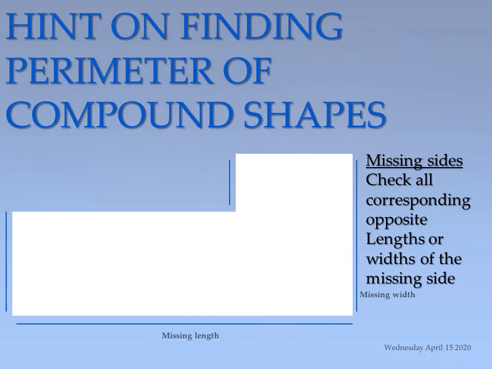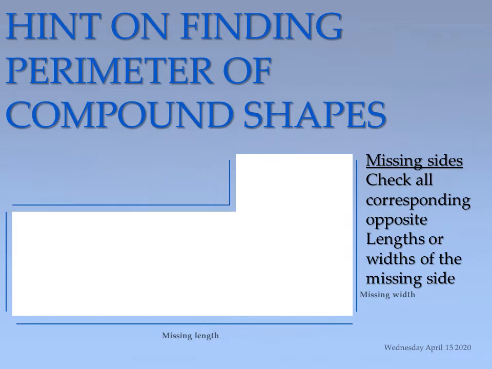Oh, yes, we do have a missing length. It runs from the whole stretch of the whole shape, from the beginning to the end. So now that we have this missing length, what are we going to do? We look also at the corresponding opposite lengths. Where are the corresponding opposite lengths?